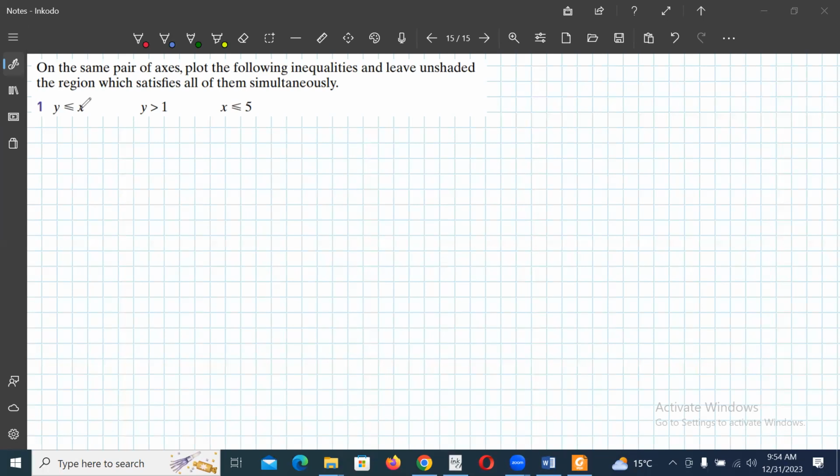So first of all, y is equal to x. Second one, y is equal to 1. Remember that the first equation shows a sloping line, the second one is a horizontal line, and the third one is a vertical line, which is x equals 5. Now I will plot all these on the graph paper, and for that we need to draw lines.